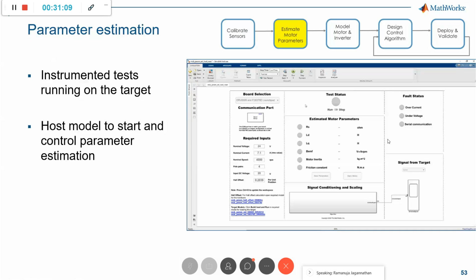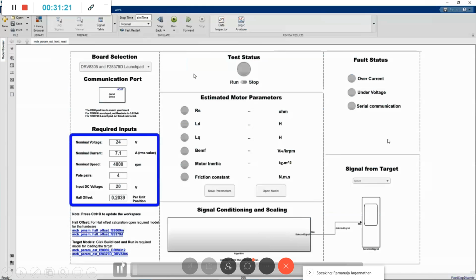Now, moving forward, in a similar way, we could also codify the parameter estimation workflows into your embedded hardware and then perform experiments to find out the motor parameters. Now, in this case, you again see a Simulink model here, which has some of the motor parameters included, and which shows some of the motor parameters which would be estimated during the experimentation process.